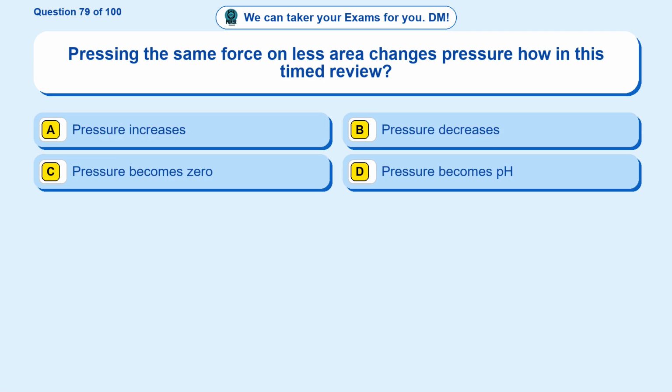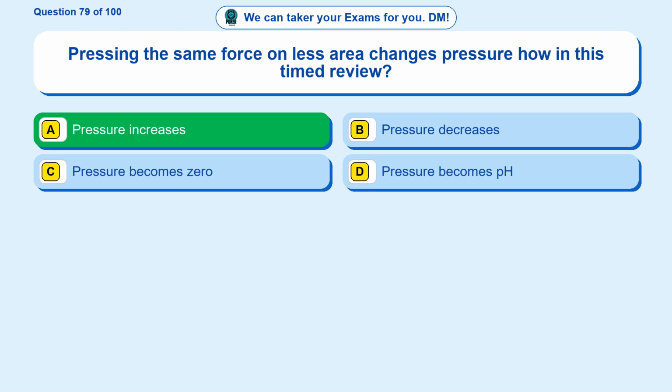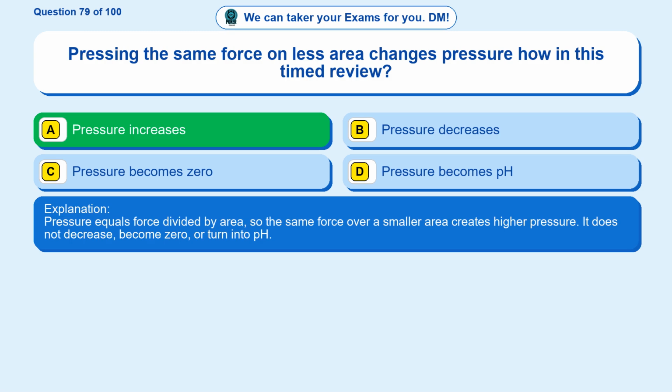Question 79. Pressing the same force on less area changes pressure how in this timed review? Option A, pressure increases. Option B, pressure decreases. Option C, pressure becomes zero. Option D, pressure becomes pH. The correct answer is option A. Pressure increases. Pressure equals force divided by area, so the same force over a smaller area creates higher pressure. It does not decrease, become zero, or turn into pH.